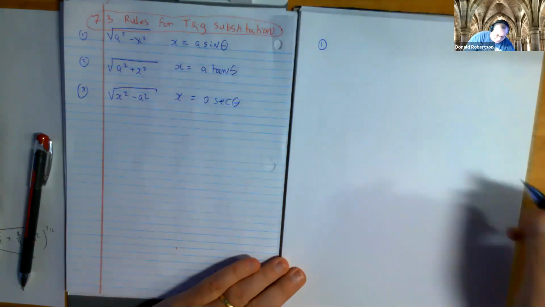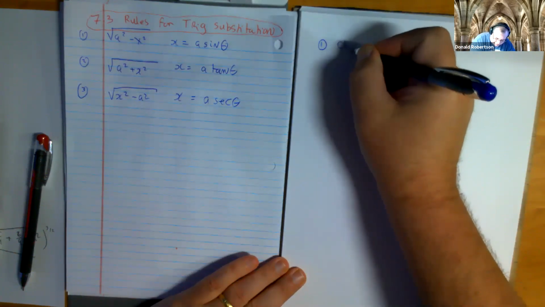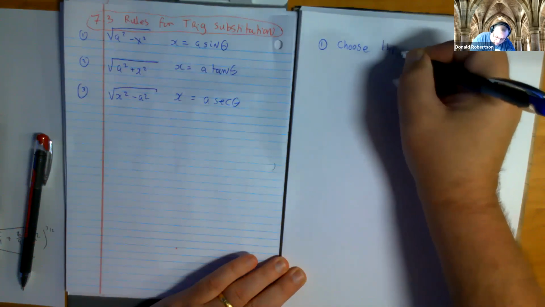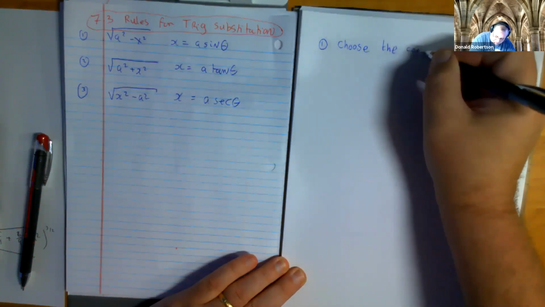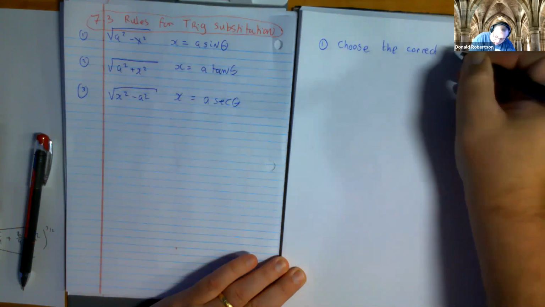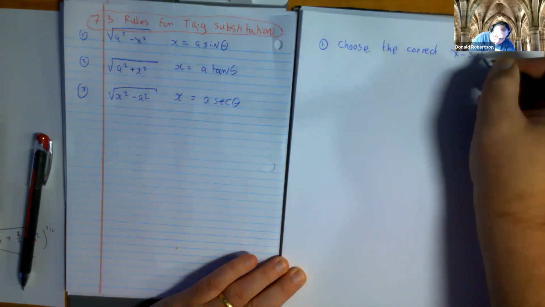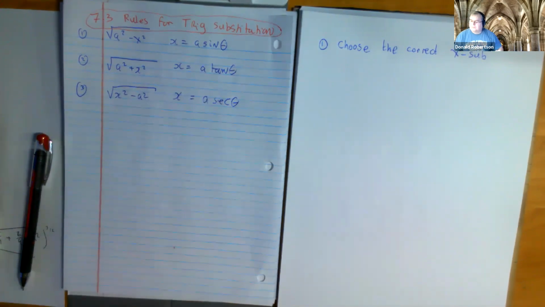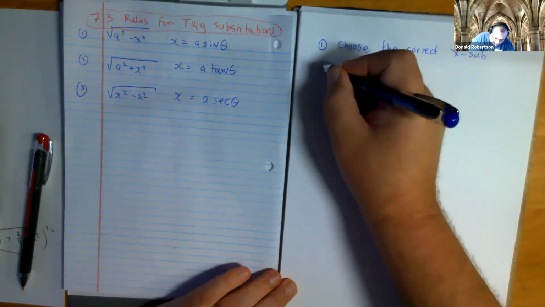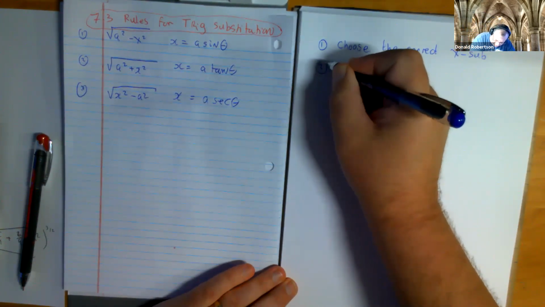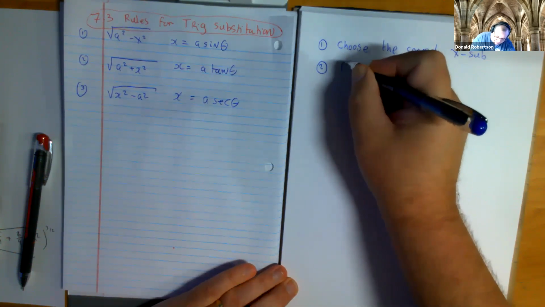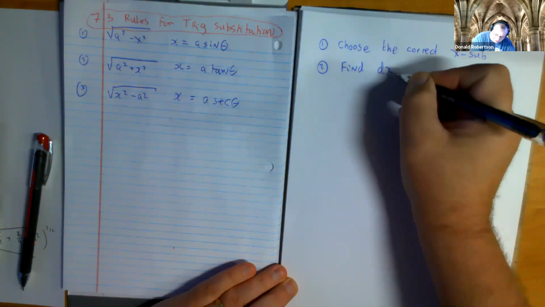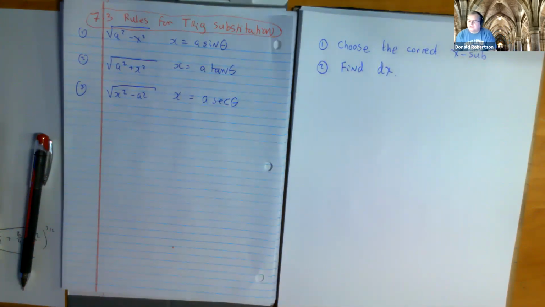Step 1, we've looked at: choose the correct X sub. So choose that one, or that one. Step 2 is find dx. That's kind of cryptic, but you'll see what that looks like.